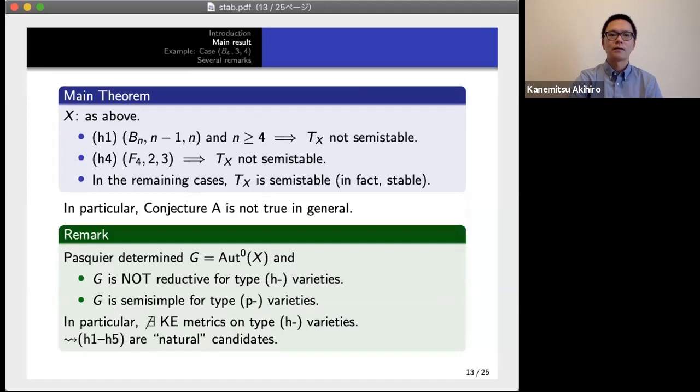First, assume that the case H1 occurs with n bigger than or equal to 4, then the tangent bundle is not semi-stable. And second, assume that the case H4 happens, then the tangent bundle is also not semi-stable. And finally, in the remaining cases, the tangent bundles are semi-stable, and in fact, they are stable. So in particular, conjecture A is not true in general.